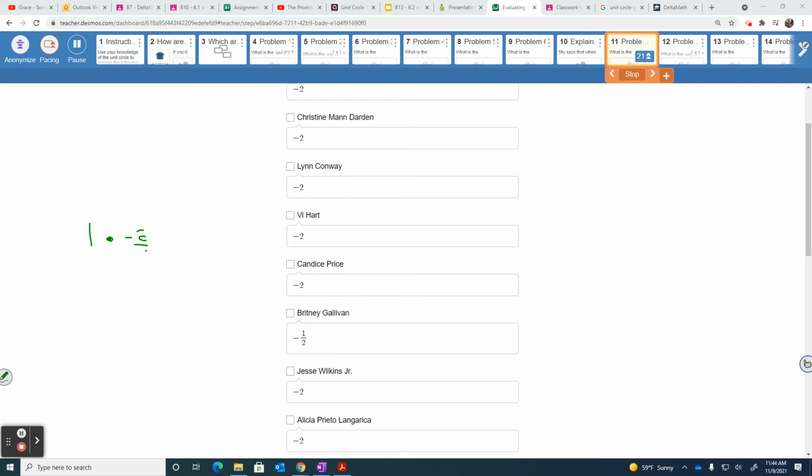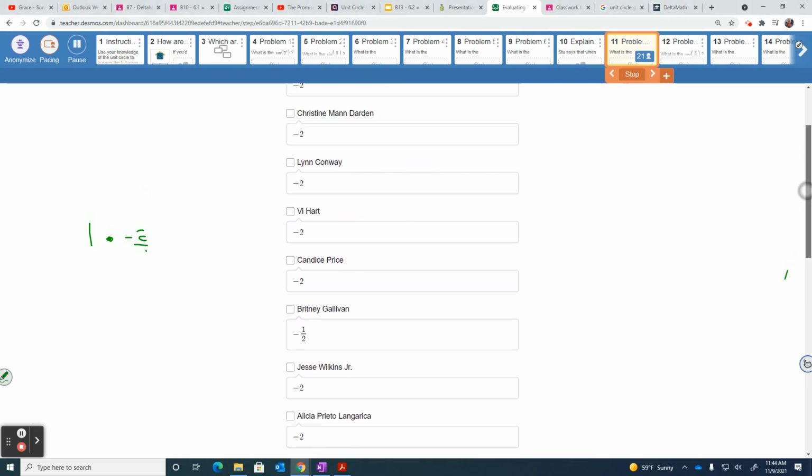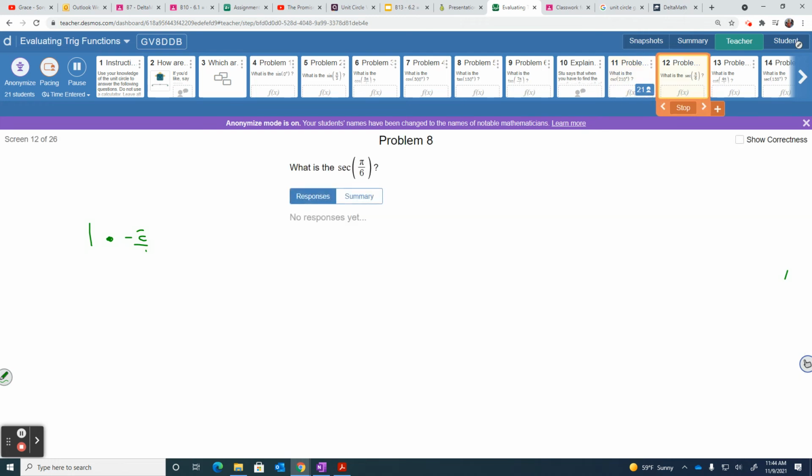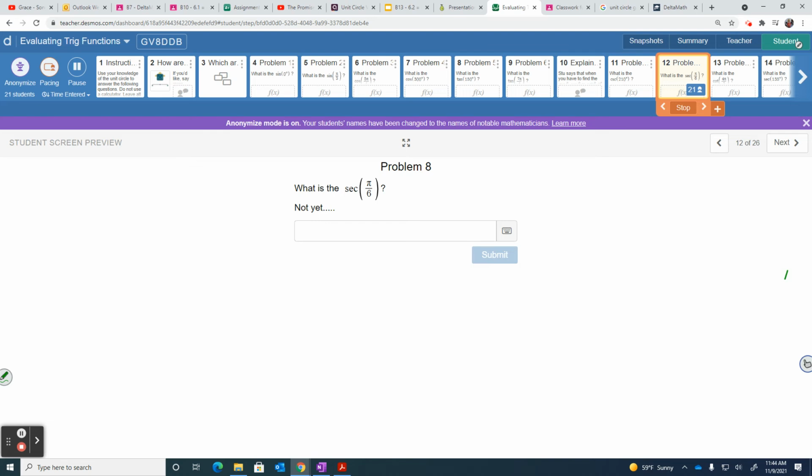Try the next one here. These just take a lot of practice. We're going to practice more tomorrow as well. Let's try the secant of pi over 6. Secant matches with cosine. Cosine is the x, so it's got to be 1 over x, one over the x at pi over 6. And you might be able to get pi over 6 without looking at your unit circle.